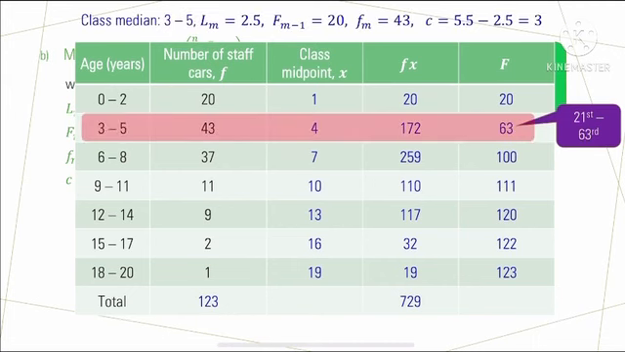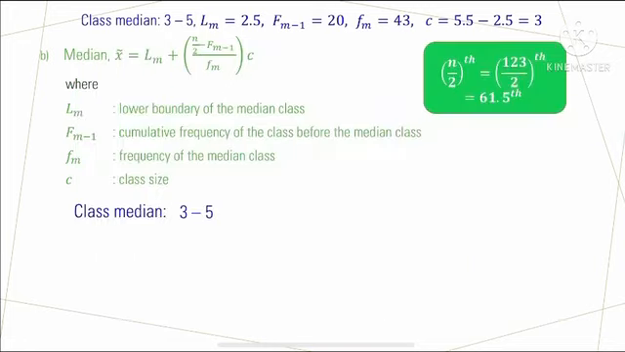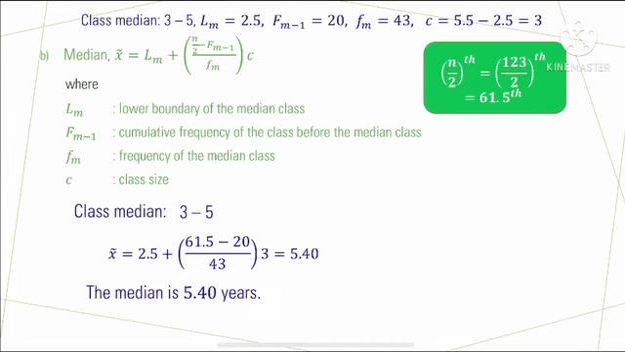Since the middle data is the 61.5th observation, it lies in the median class 3 to 5. From here, we can also get the lower boundary of the median class, which is 2.5. The cumulative frequency before the median class is 20, and the frequency for this class is 43. The class size is the upper boundary 5.5 minus the lower boundary 2.5, and it equals 3. Substitute all the values into the formula to find the answer. So the median is 5.40 years.